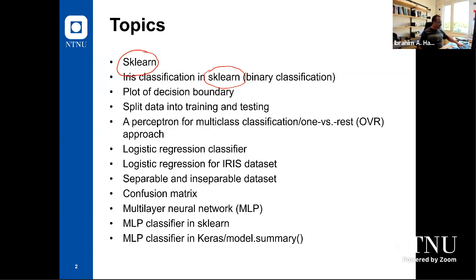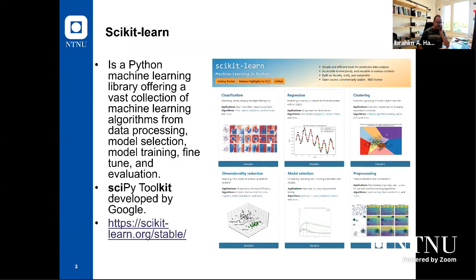So sklearn is a Python machine learning library offering a vast collection of machine learning algorithms for data processing, model selection, model training, fine-tuning, and evaluation. It's a fantastic tool, and it's easy to use. From one point of view, it's much easier than working with MATLAB, because we need to really learn how to work with Python instead of MATLAB. Last year we worked with MATLAB, but MATLAB is expensive and you need a license. And also, it may be fine for prototyping, but if you want to build a system which can be implemented in a robot, for example, you need to work with Python.